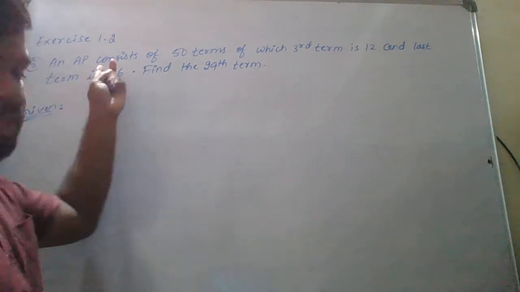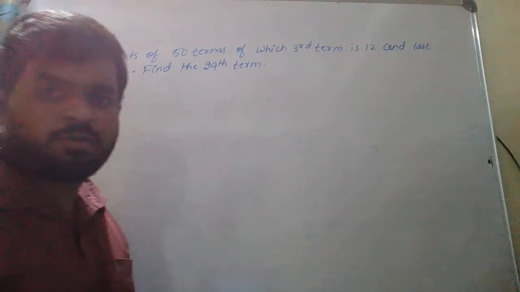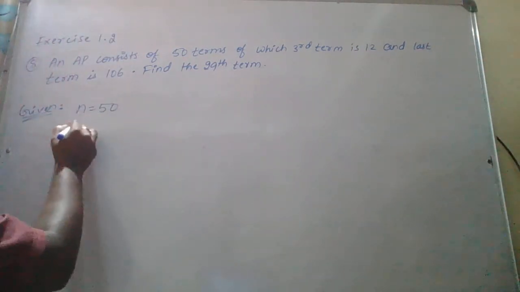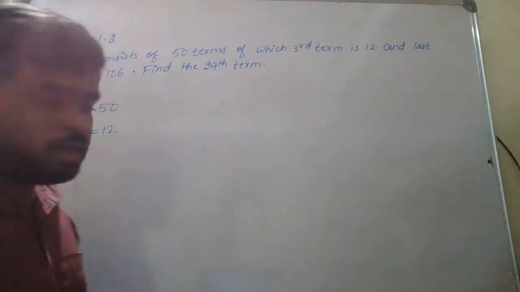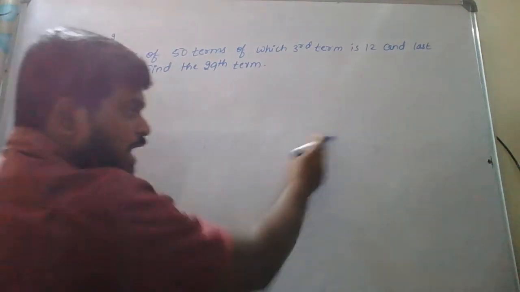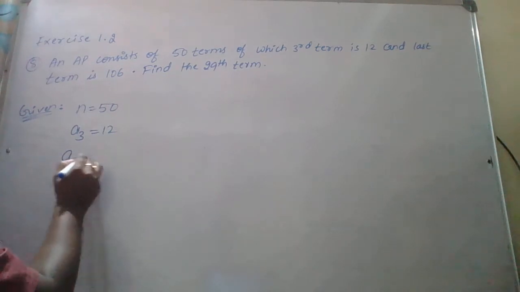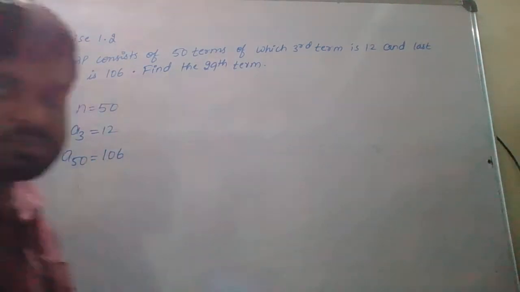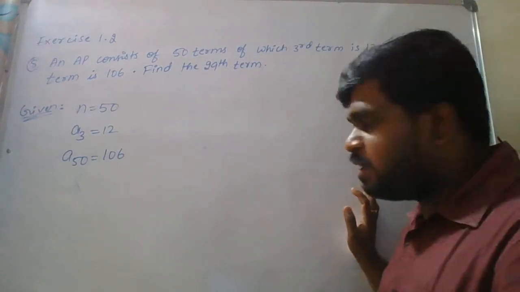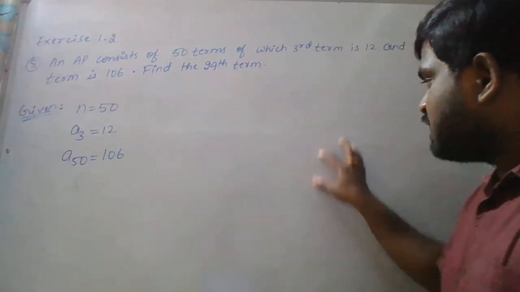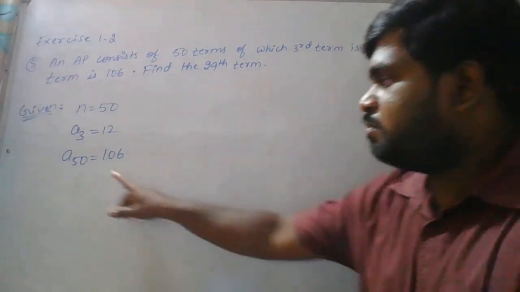First, basically, they have told that there are 50 terms, which means n is 50. N is the number of terms, right? So n is 50, and the third term is 12, and the last term is 106. Remember, there are 50 numbers. So the last number is what? 50th term, right? So the 50th term is indirectly given. The 50th term is 106. I hope this is clear. Totally there are 50 different numbers which are in AP. So the last number is the 50th term, because it will be in the 50th position, right? So the 50th term is 106.